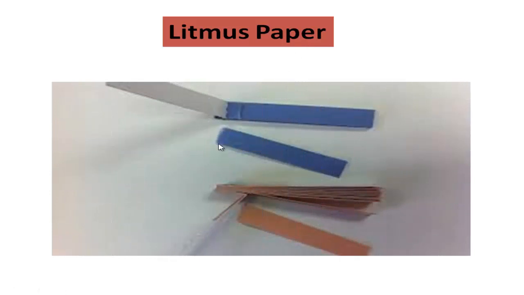Also litmus paper, this is a very popular indicator. Litmus papers are of two types, blue litmus paper and red litmus paper. These are actually not ordinary paper. These papers are impregnated with the reagents used for making litmus paper. That means these papers are characterized so that they can change color in acidic or basic solution.